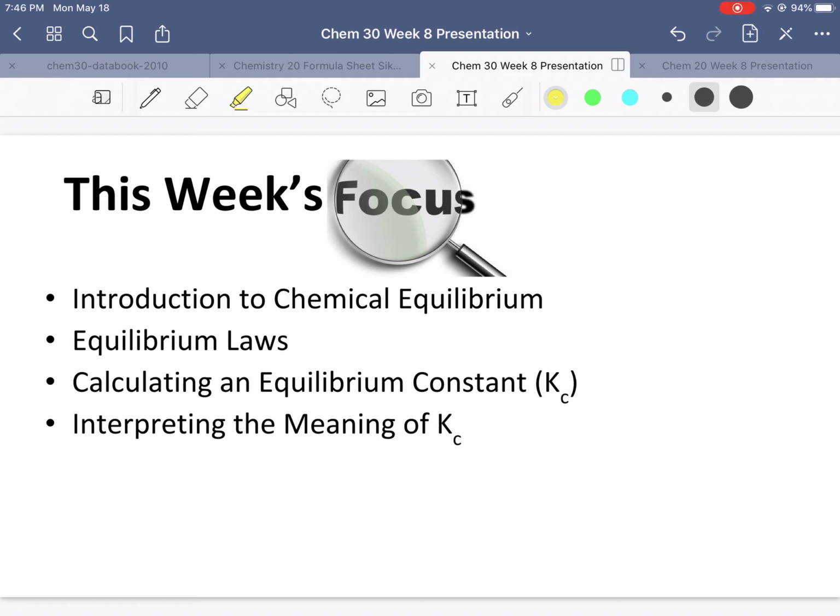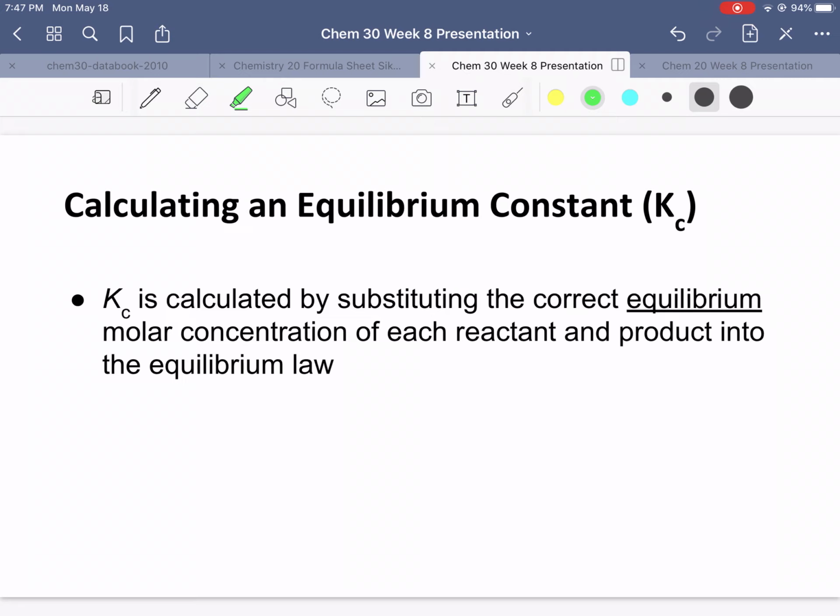All right, hopefully those equilibrium laws felt pretty good once you put them into practice. Now let's consider putting in numerical values for the concentrations or for the equilibrium constant itself in order to algebraically solve for unknown values. Ultimately, when you're calculating equilibrium constants, you are substituting in a number of different things that you know.